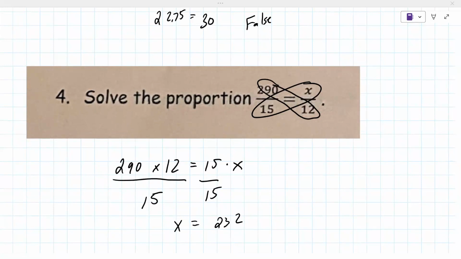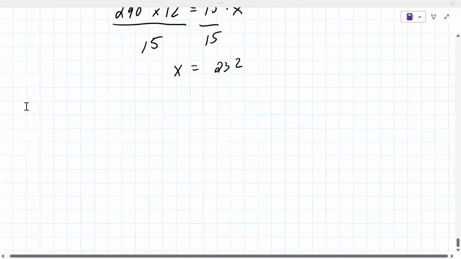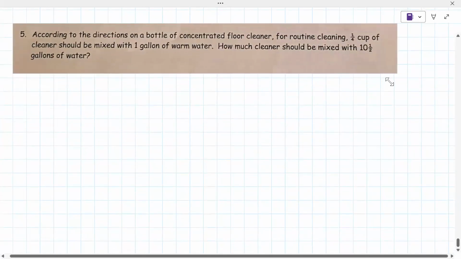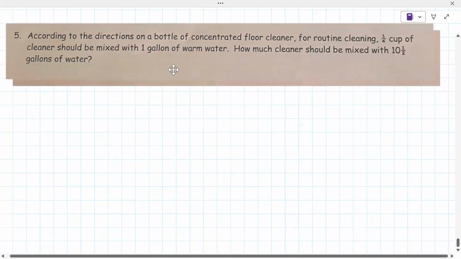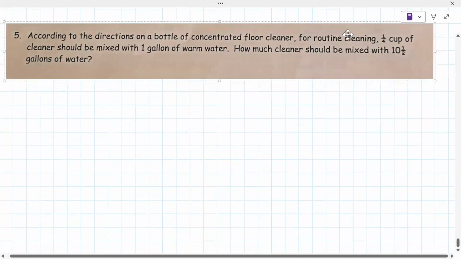Okay, the next few problems are more like the ones we were doing on the homework, these conversion type stuff. All right, so it says, according to the directions on a bottle of concentrated floor cleaner for routine cleaning, half a cup of cleaner should be mixed with 1 gallon of warm water. How much cleaner should be mixed with 10.5 gallons of water?